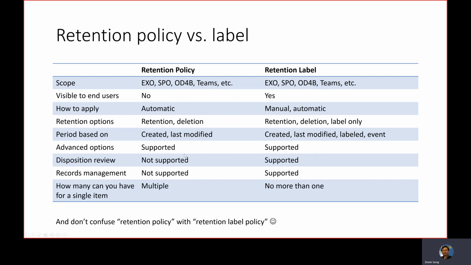Also, advanced options are supported for both retention policies and automated retention labels. Disposition review and records management, those two features are only available if you use labels. That could be tricky. And retention policies, you can have multiple ones against the same content, same item. That's okay. Retention label, you can only have one at a time. And don't confuse retention policy and retention label policy. Retention policy is retention policy. Retention label policy is basically a policy to group labels. So retention label policy is label.